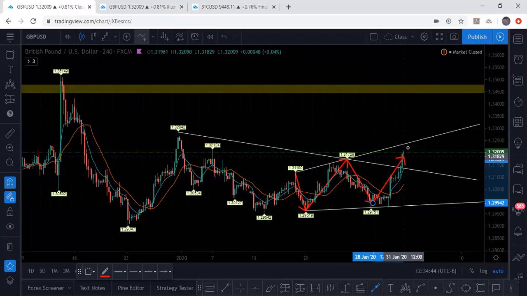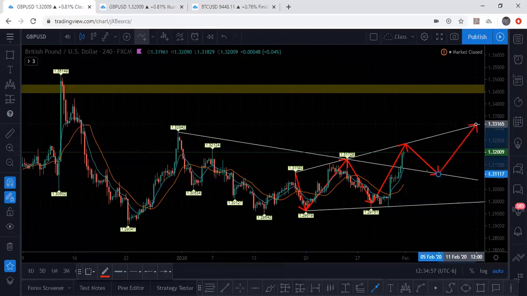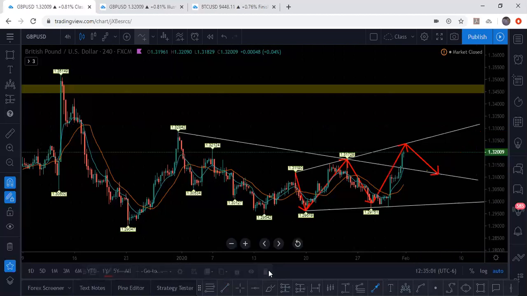So we're looking at it to touch this. If it touches this, it pulls back to somewhere here, okay? And then price will continue up. So that's kind of like our forecast for now. But let me delete all that. We're in a 4-hour. Let's see.